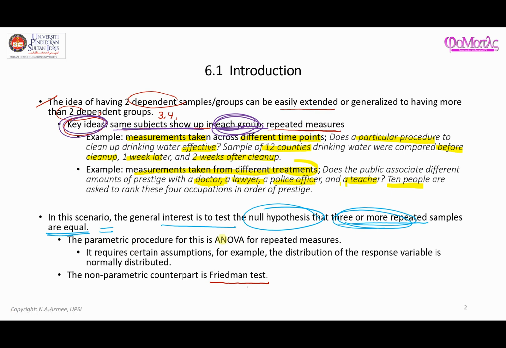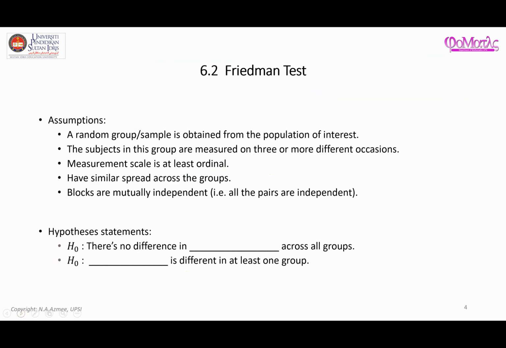Now the parametric procedure for this is ANOVA for repeated measures, but as always, we know the parametric procedure requires certain assumptions that sometimes could be difficult to fulfill. For example, the distribution of the response variable is normally distributed. So when we find that we are in this particular situation where the sample size is small and the normality assumption is not fulfilled, then you have an alternative approach, which is using the non-parametric counterpart, and the method here is known as the Friedman test.